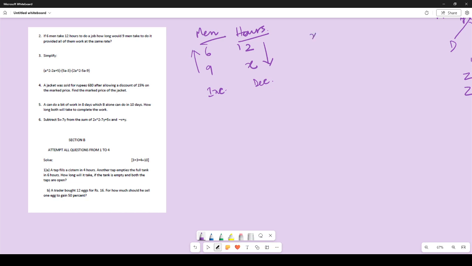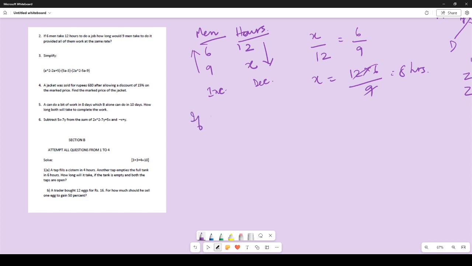And remember, whenever we are putting up the fractions, we always put the arrowheads on the top in the numerator. So this will give us X is equal to 12 into 6 by 9. So that gives us 8 hours. So if there are 9 men, they will finish the work in 8 hours. Now let us take this in the statement method as well, for those of you who are not comfortable with the arrow method.